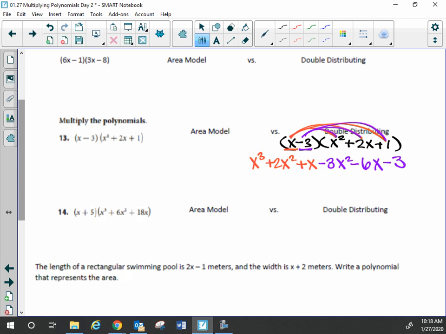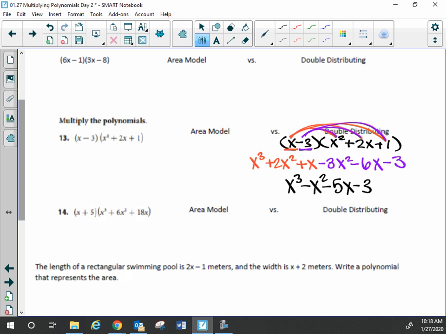Okay, so now we combine like terms. What's my first term going to be? X cubed. You're going to get negative x squared. Good. You're going to get negative 5x. Good. And negative 3. Okay.